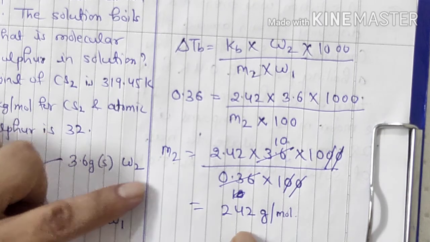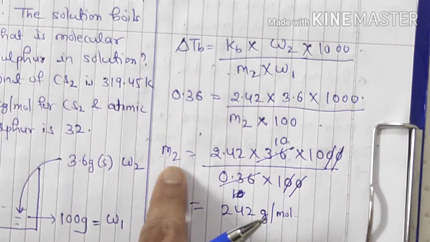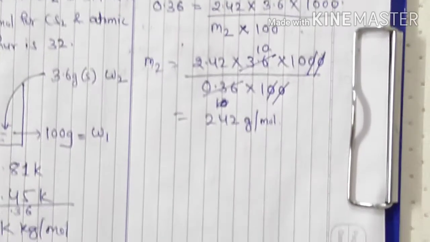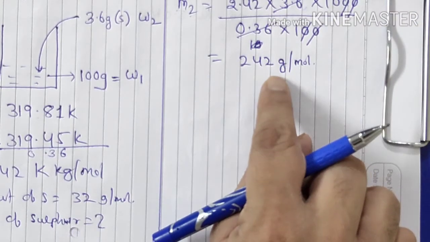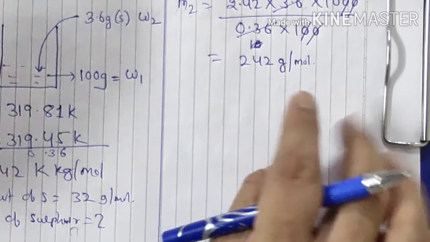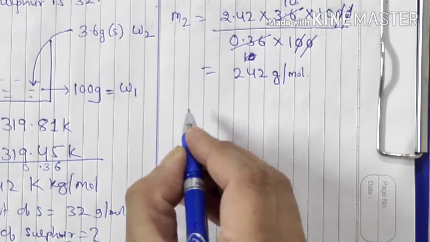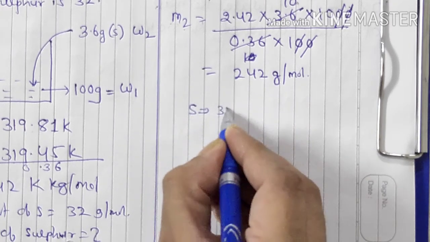Right? Now, this is 242, student. This is the molecular weight of solute. अब एक बात समझते हैं. Molecular weight of solute हमको मिला, but what they have asked is molecular weight of sulfur, इसको जरा समझते हैं. See, sulfur का atomic weight कितना है? Sulfur का atomic weight है 32.